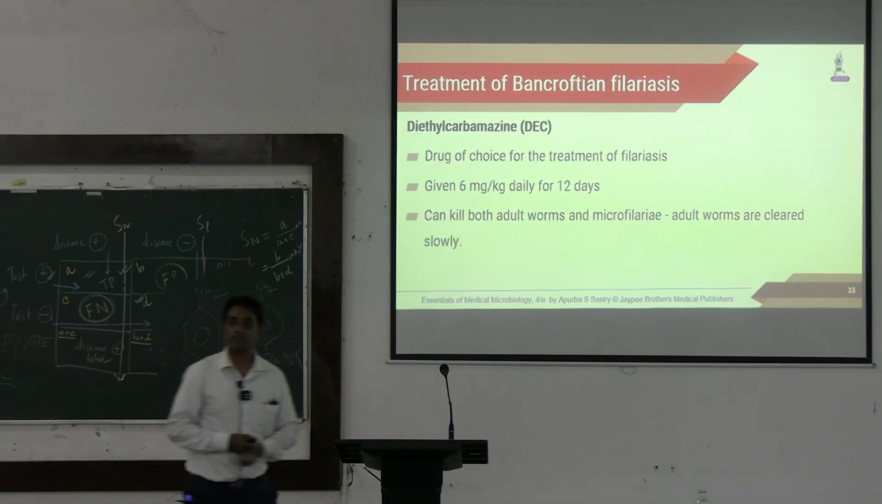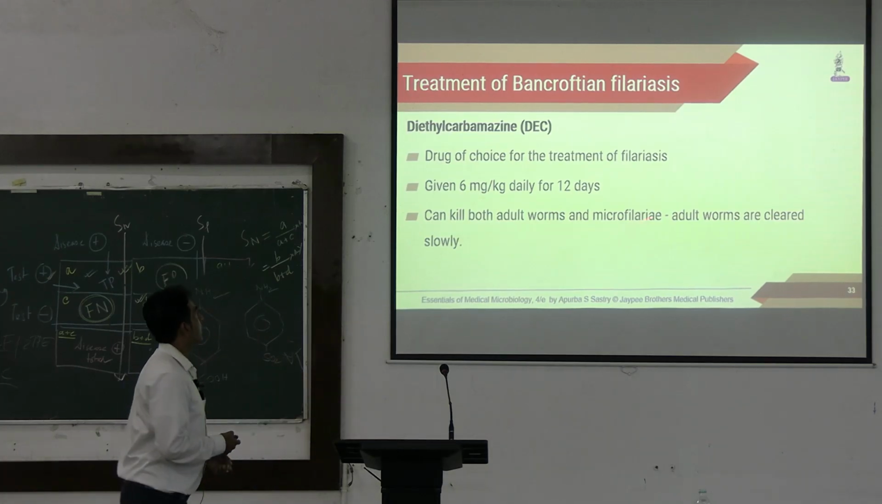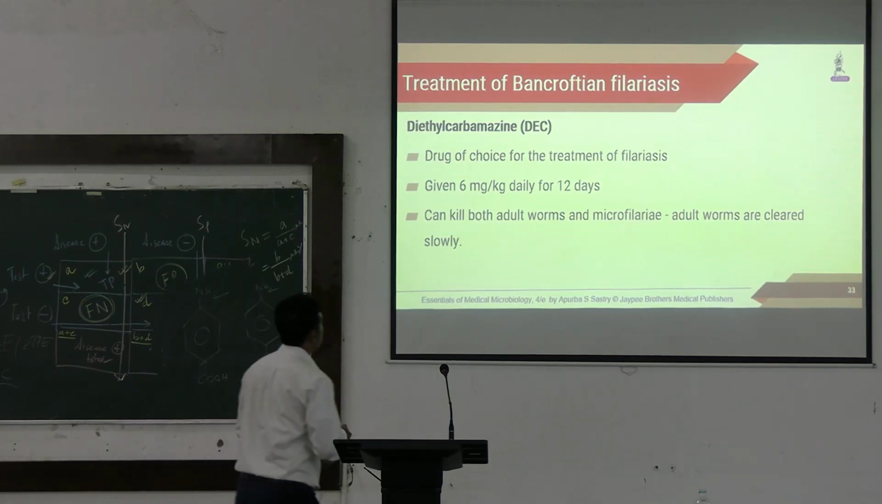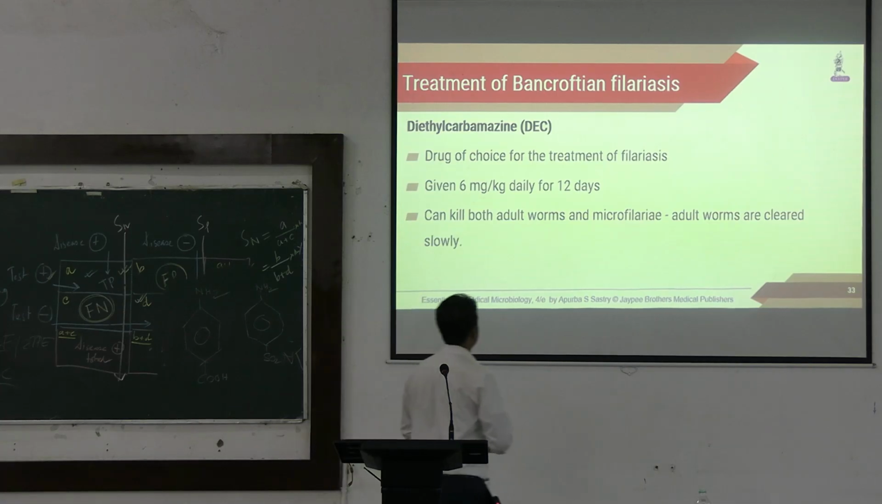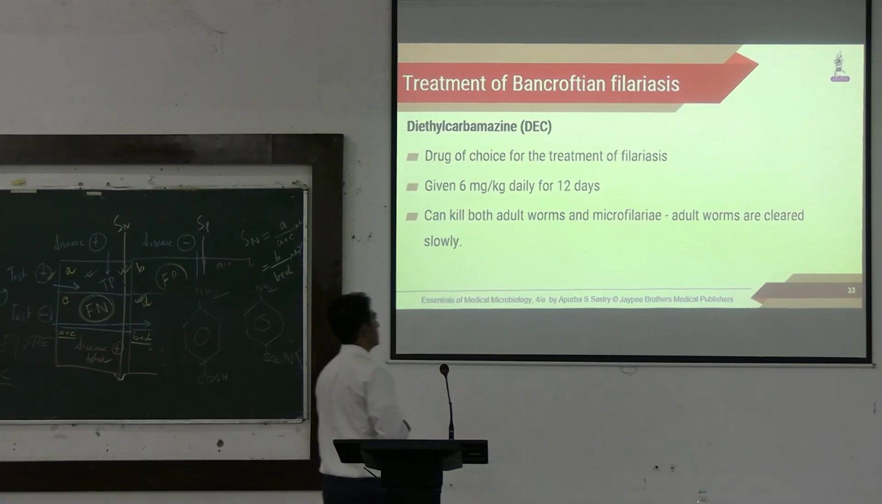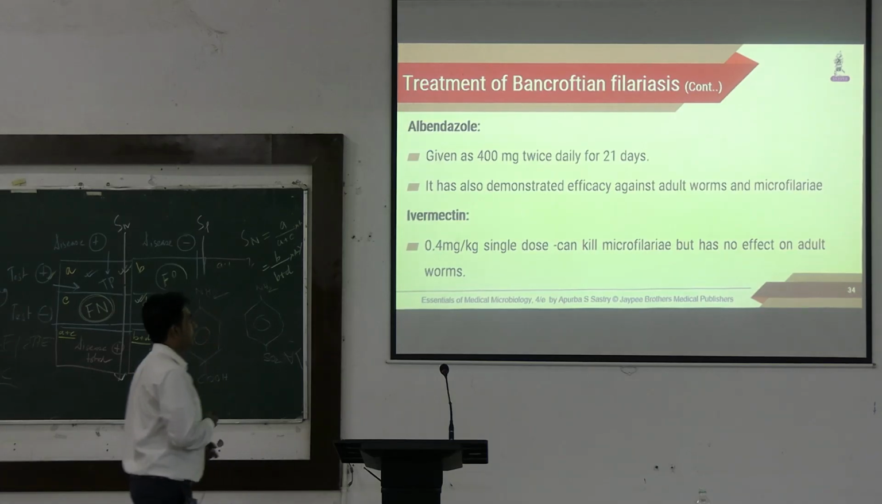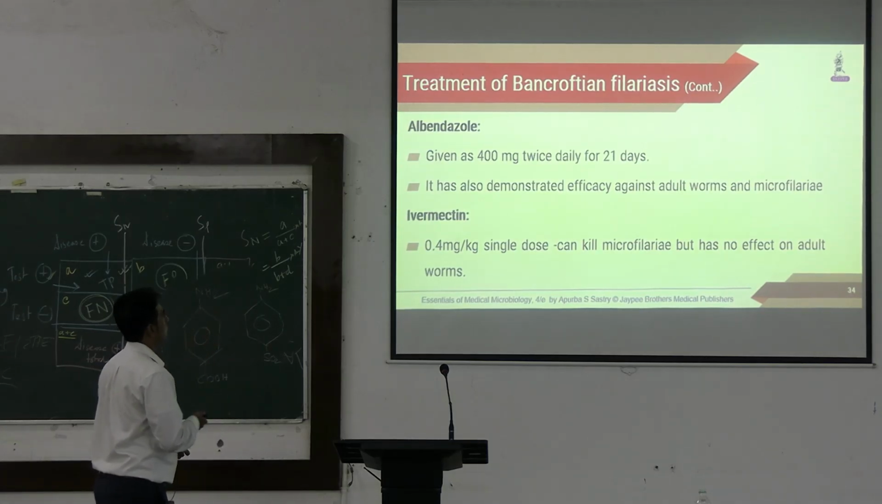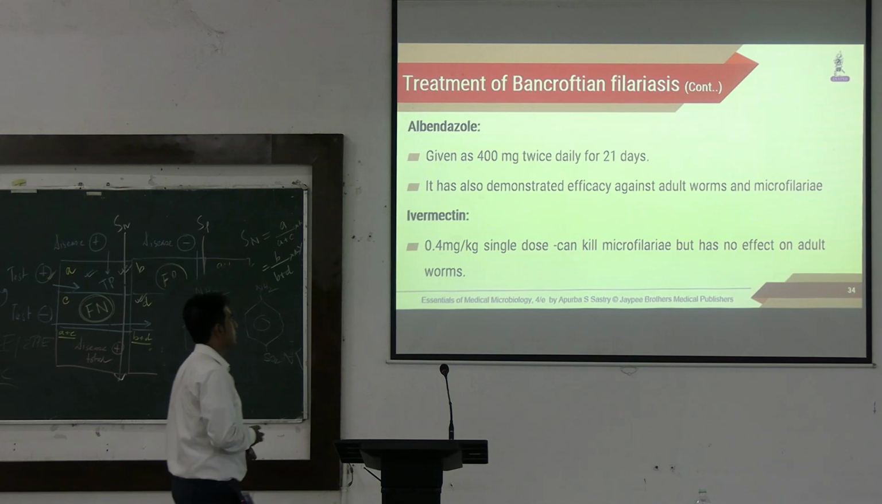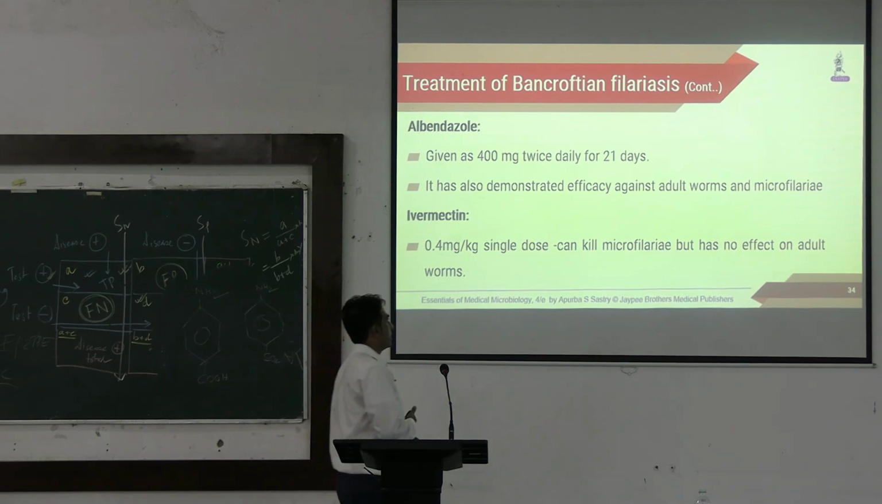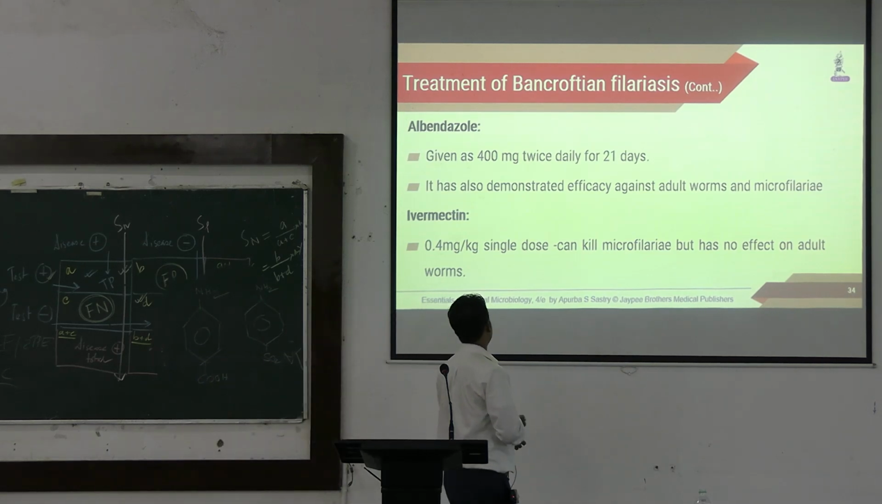The treatment of choice is diethylcarbamazine, given at a dose of 6 mg per kg for 12 days. This can kill both the adult forms and the microfilariae. Other drugs are albendazole. This is given as 400 mg twice daily for 21 days. This has also demonstrated efficacy against both the adult forms and the microfilariae.